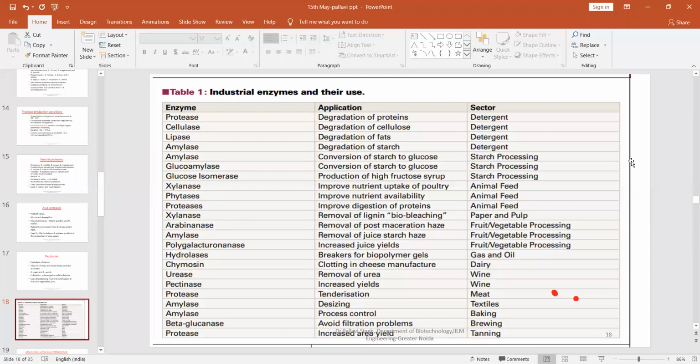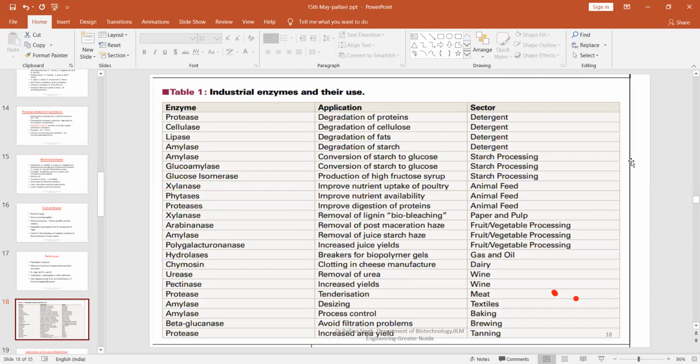Similarly, cellulases, they degrade cellulose and are used in detergents. Lipases, they degrade fats into fatty acids and glycerol, and they're used in the detergent industry. Amylases, they degrade starch into simple sugars and are in various categories: alpha amylases, beta amylases, glucoamylases. These different types of amylases, alpha, beta, and gluco, are used in the starch processing and detergent industry.